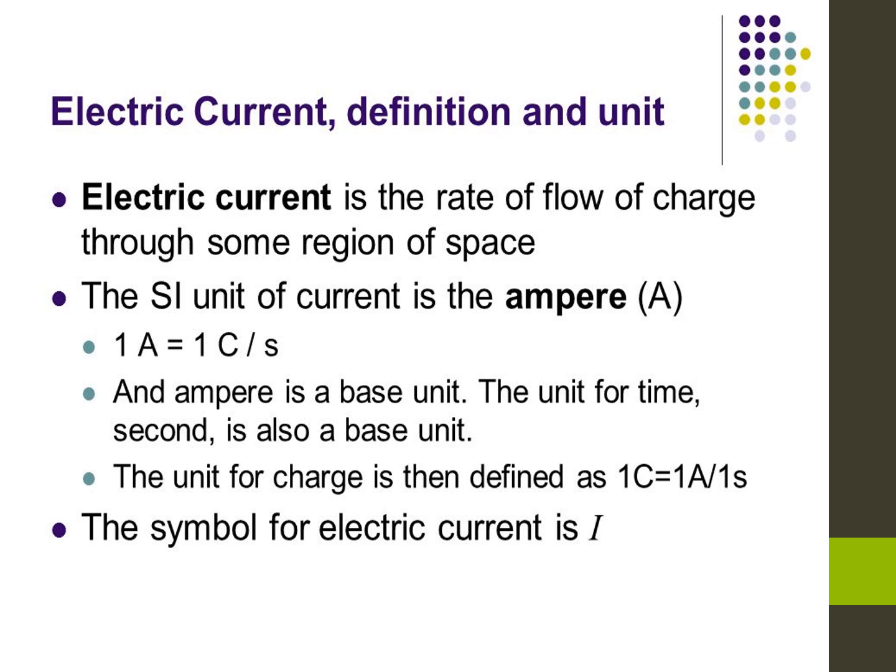When the charged object is provided with a conducting path, electrons start to flow through the path from the higher potential to the lower potential. Electrons pass through some region of space, that means the path from higher potential to lower potential region.